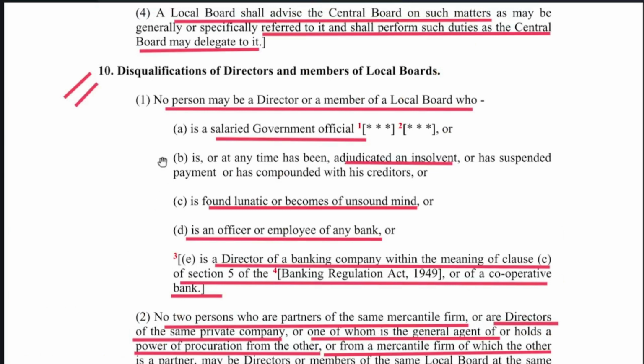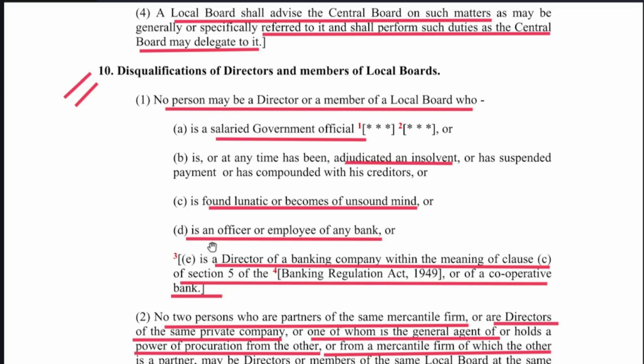So what are the disqualifications? Let's see them. No person may be a director or a member of a local board who is a salaried government official, meaning thereby a member or a director of a local board should not be a salaried government employee, a government official who is receiving salaries. The concerned person should not be an adjudged insolvent. Insolvent here means bankrupt. The concerned person should not be a lunatic or of unsound mind.